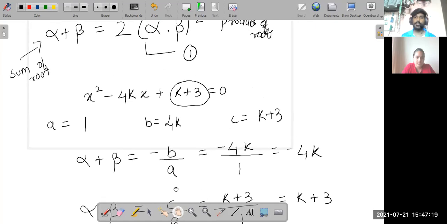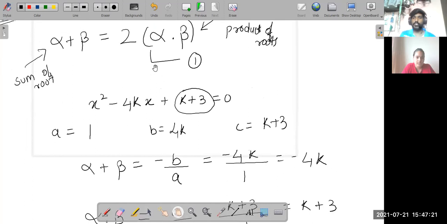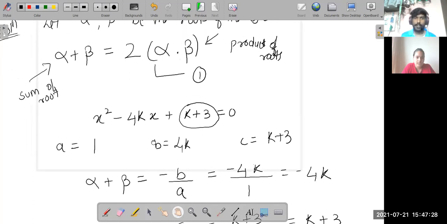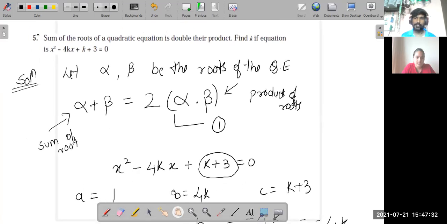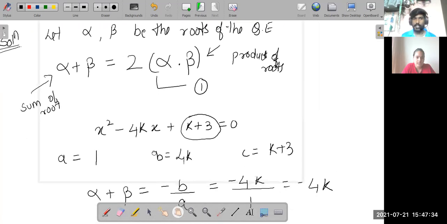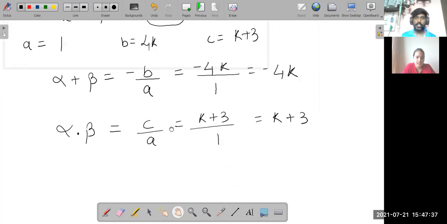Now, both of these you substitute in equation 1. No, we have to find the value of k. That is the question. We have not found k yet. Now substitute both in equation 1.